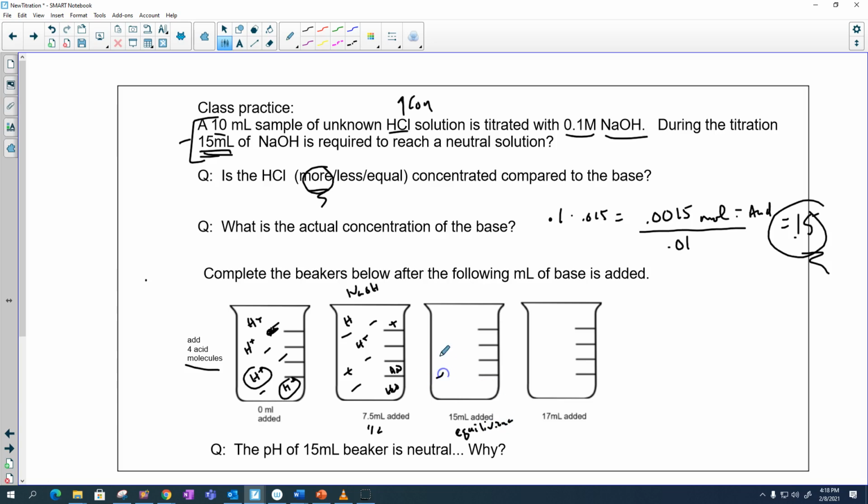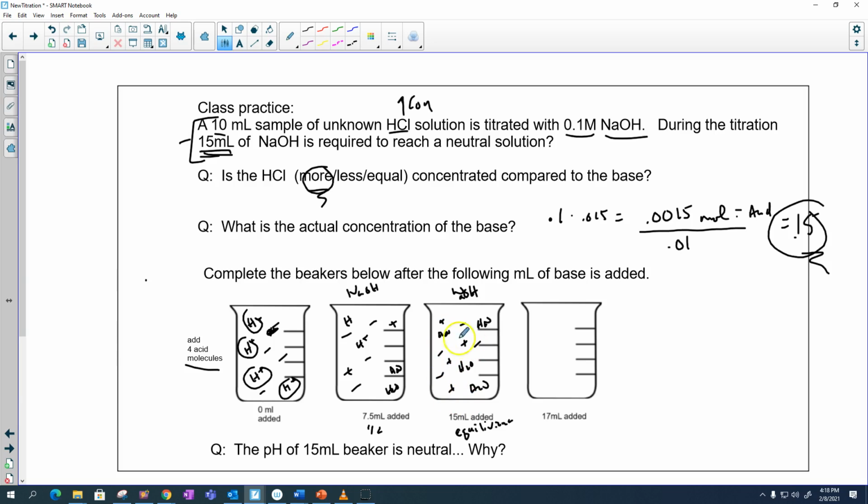I have 1, 2, 3, 4. All of my waters got knocked out. All my H pluses to waters. H2O, H2O, H2O, H2O, and I've added in NaOHs to do that. I added in 4 of them, NaOH. So I would have technically 4 cations, 4 sodiums around here.